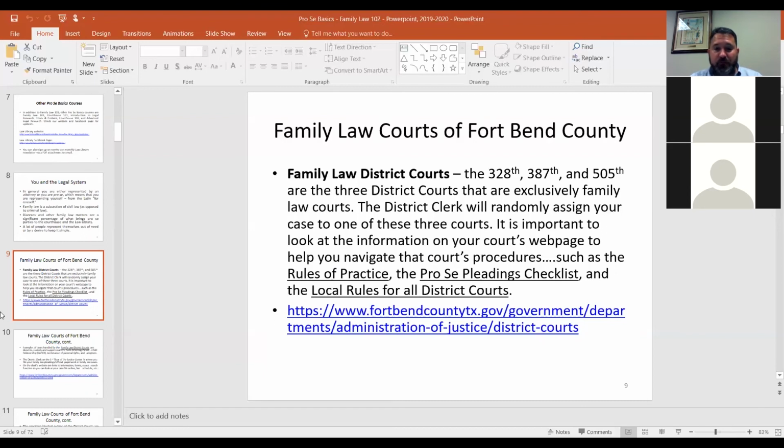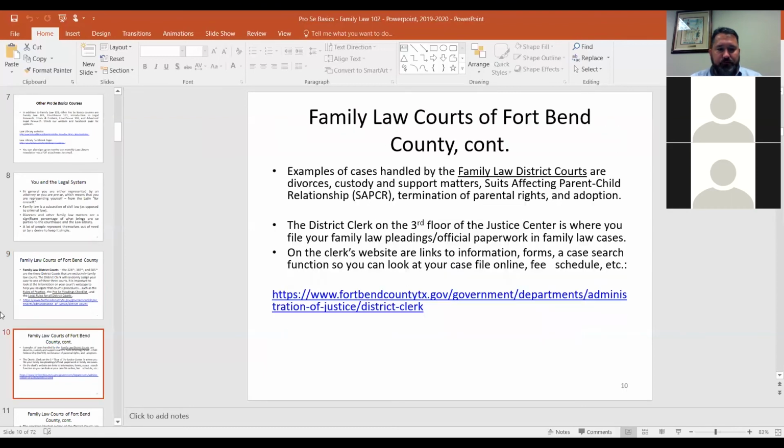your case through there. And so I totally recommend everybody go to their court's website and become familiar with their procedures and processes and so forth. It'll help you quite a bit. And so this link here on slide 9 tells you how to get to each district court's webpage.